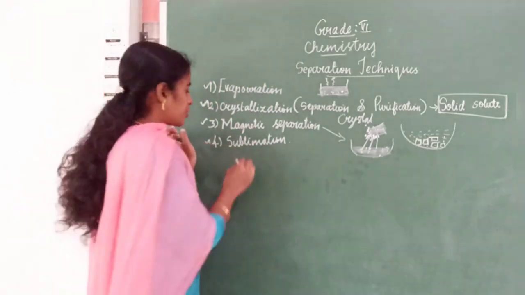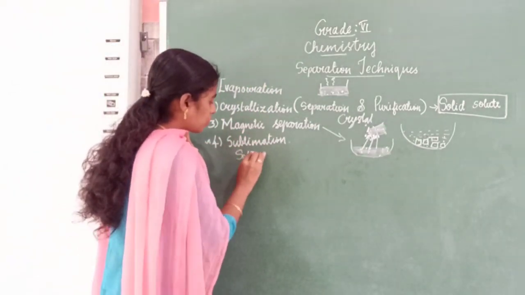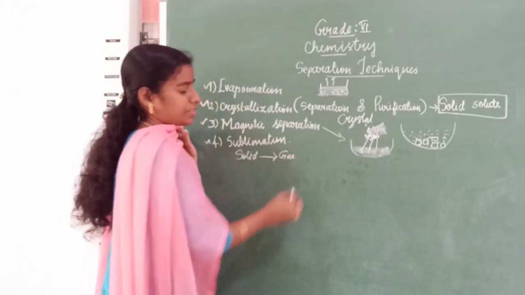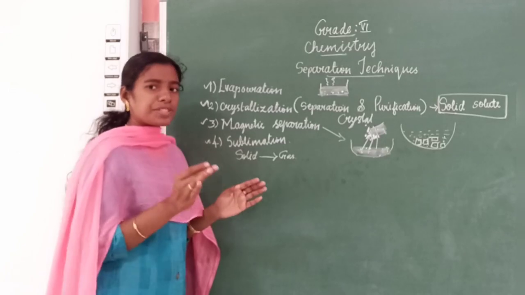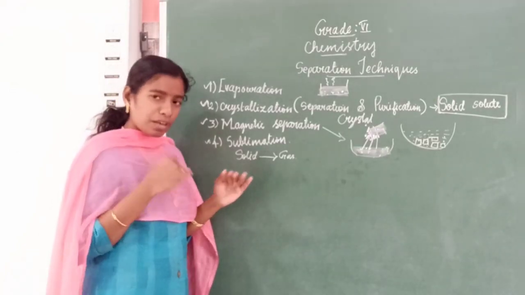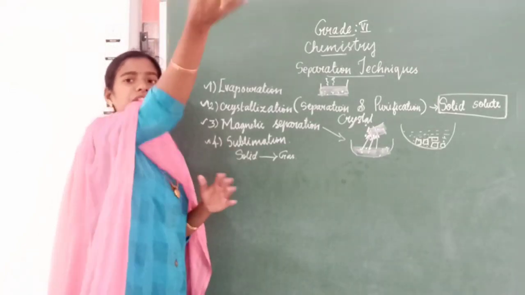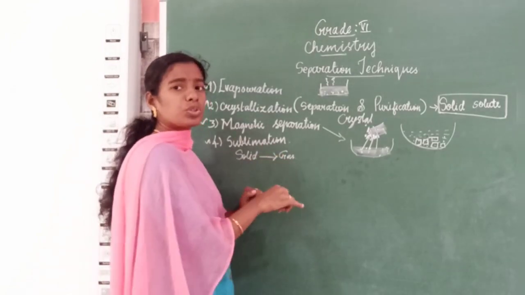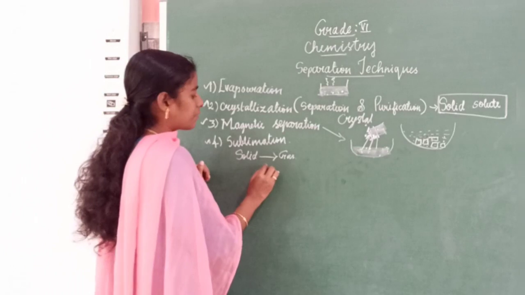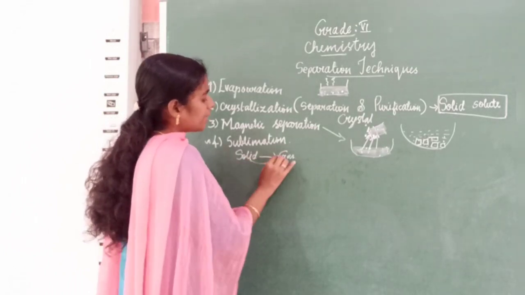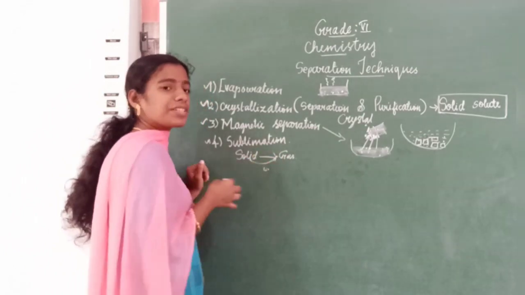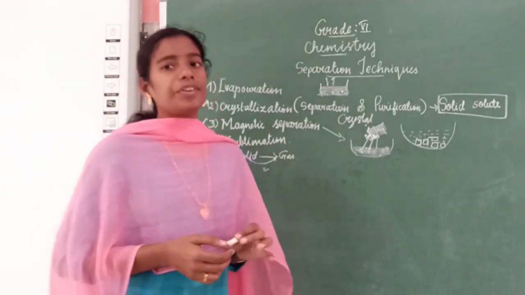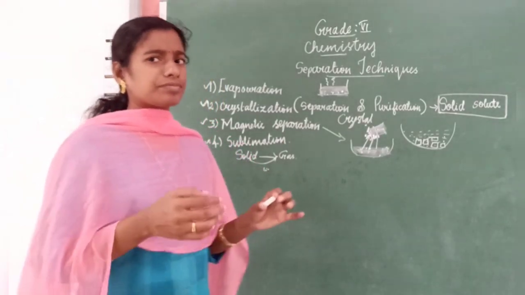Sublimation means changing from solid state to gaseous state. A substance which will be in solid state but it changes to gaseous state. In between it won't go to liquid state. No liquid state will be there. It will directly move to gaseous state when you apply some heat. That is nothing but called sublimation.